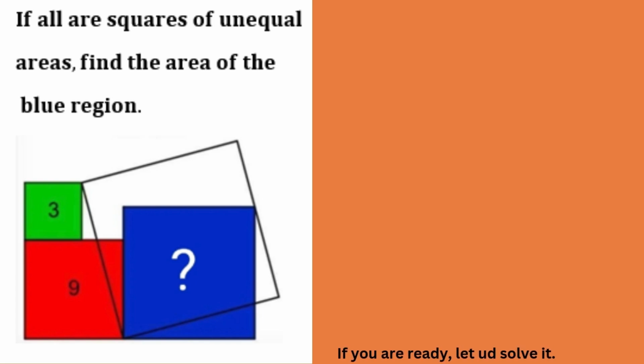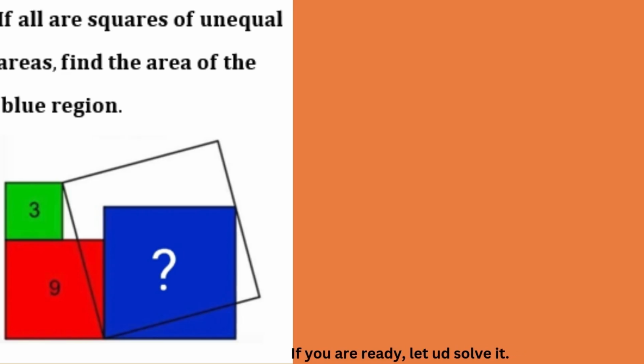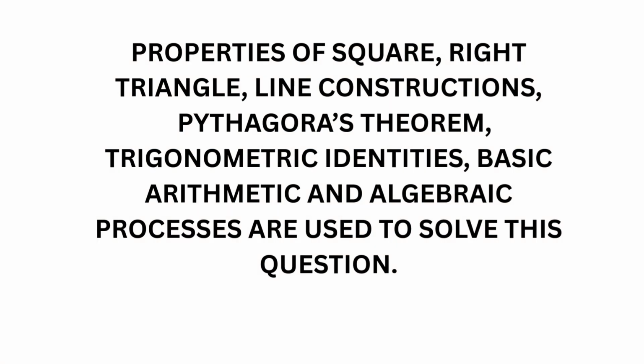If all are squares of different areas, find the area of the blue region. Properties of square, right triangle, line constructions. Pythagoras' theorem, trigonometric identities, basic arithmetic and algebraic processes are used to solve this question.